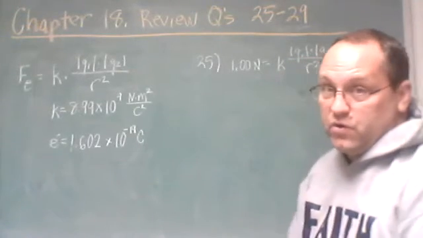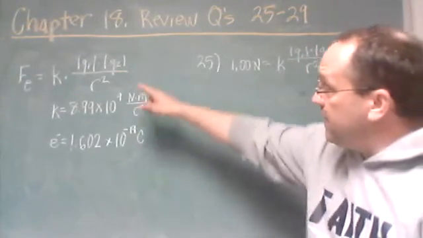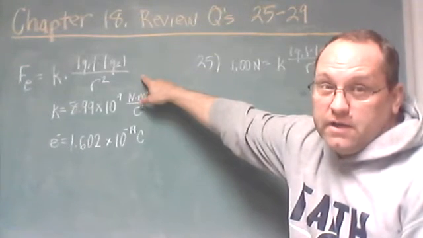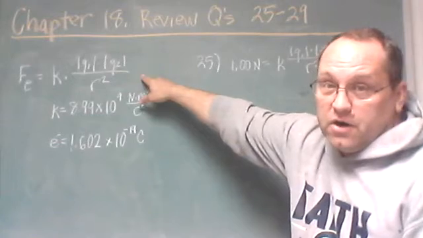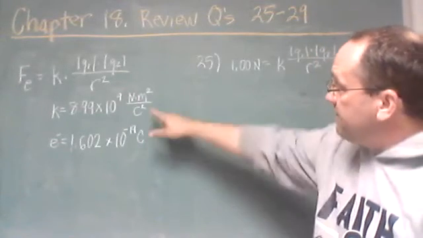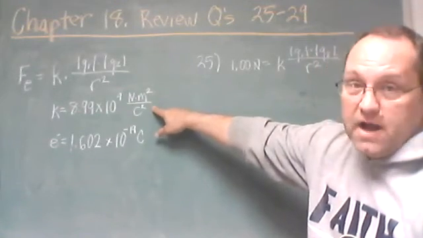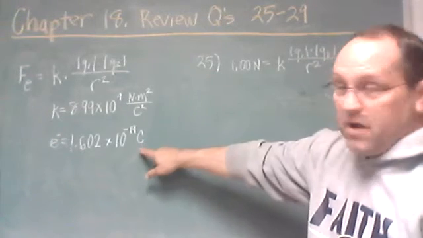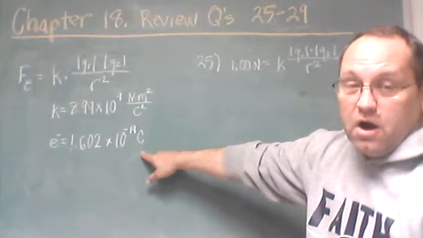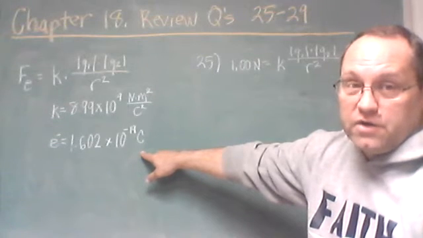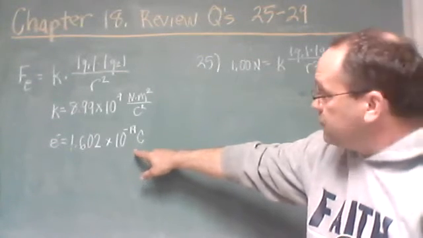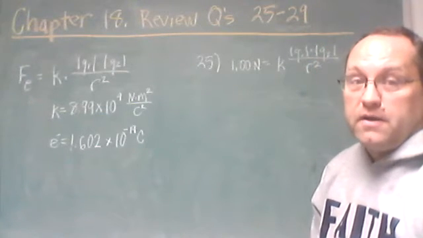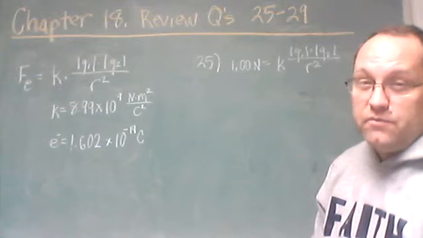Just real quick, in this chapter we only have one equation. We have Coulomb's Law regarding the force from electrical charges, point charges. We have K, Coulomb's constant, that goes with that equation. And for one of the problems, we have the fundamental charge on an electron in coulombs. That was from the back of the book in one of your appendices, so look that up and see where you can find that.